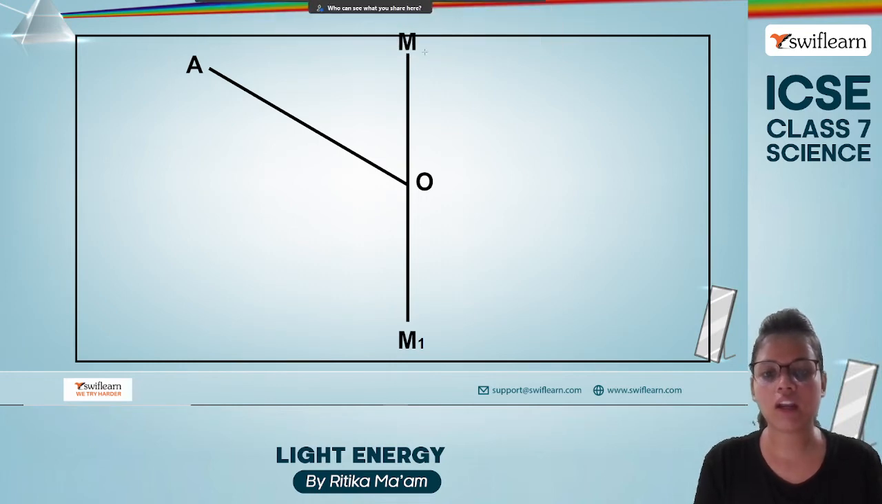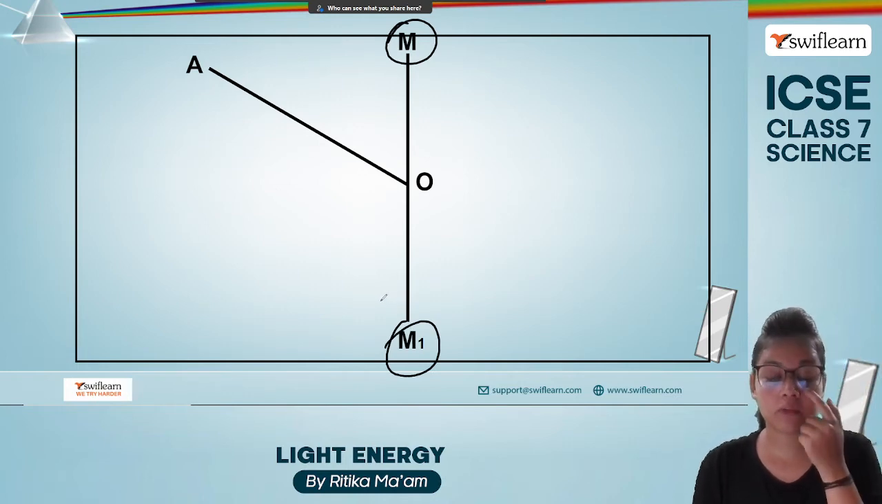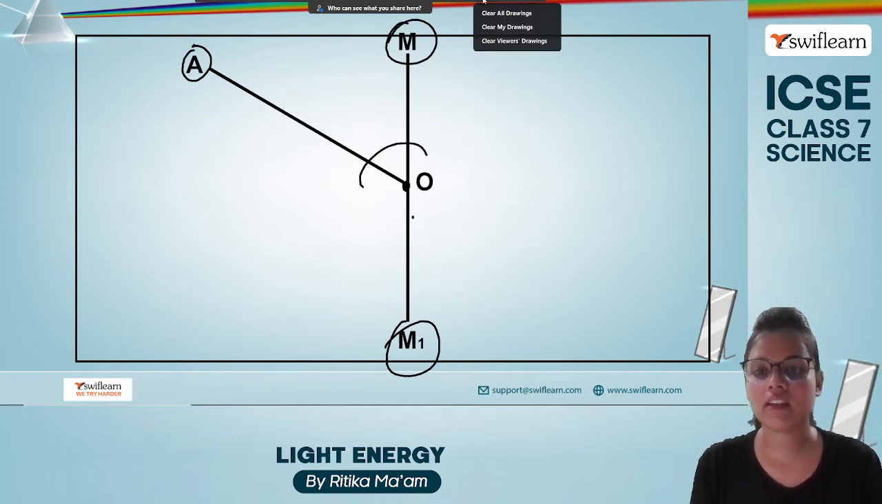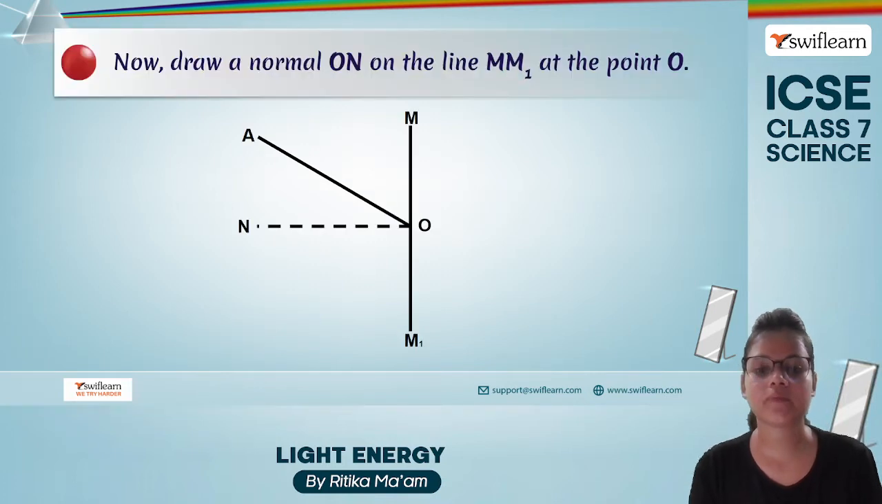Then we drew a line which is MM1 on that paper, and then we took a point O somewhere at this midpoint, and then we drew a line AO, and we need to see that this angle MOA should be less than 90 degrees. Now draw a normal ON, this is the normal, on the line MM1 at the point O.